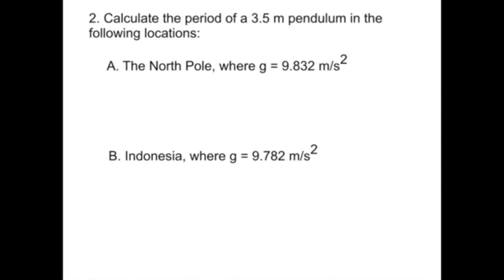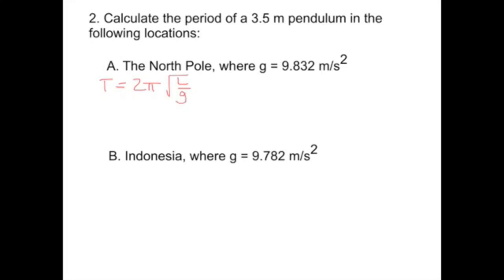Practice number 2. Calculate the period of a 3.5 meter pendulum in the following locations. A, the North Pole, where g is equal to about 9.832 meters per second squared. Okay, so in this case, they're changing the variable of free fall acceleration, or g, which is slightly different at different locations on Earth. And we're solving for the period. So we have our same equation where T is equal to 2 pi root L over g.